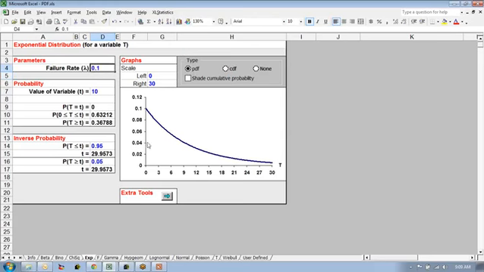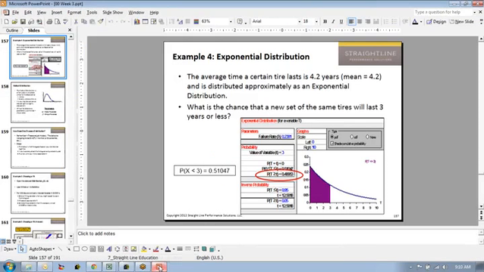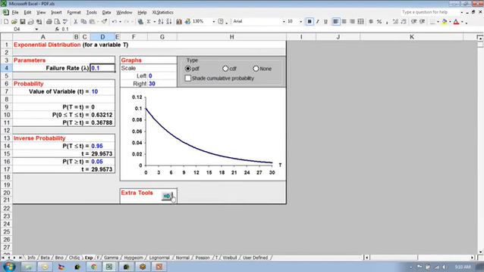Okay, so let's get back to our problem, and I have to admit I've forgotten it. So it's 4.2, and I want to know how long it's going to last, 3 years or less. What's the probability that's 3 years or less? Less than or equal. Okay, so now this is the tricky part. So the 3 is easy. I'll put in the 3 there. That's my value of the variable that I care about.